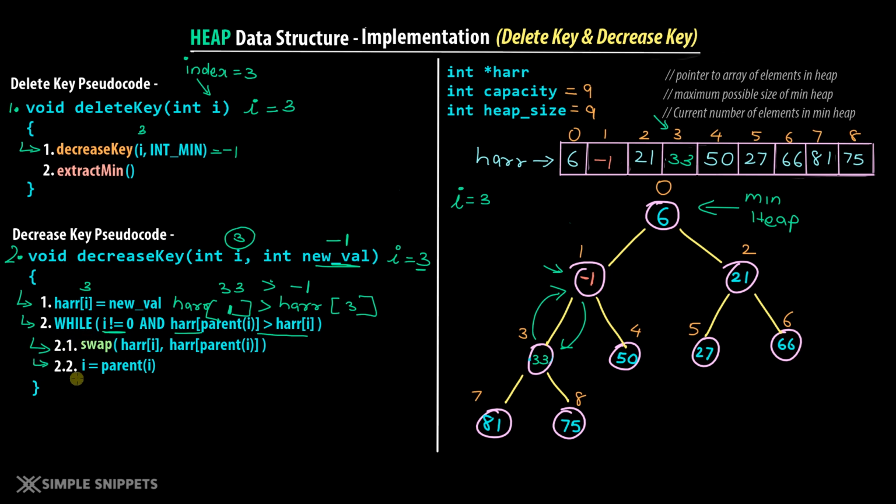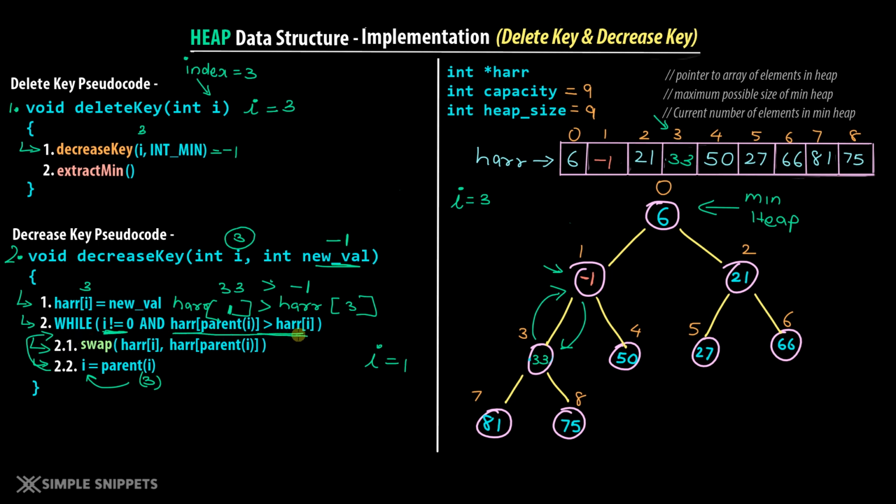The next step says I equals parent of I. So I is 3, and when you say parent of 3, you'll get 1. Remember? So now 1 is stored in I. So I now becomes 1. Let's write I over here. I becomes 1 inside this decrease key function. So again, you'll come to the start of the while loop. You'll check, is I not equal to 0? Yes, this is true.